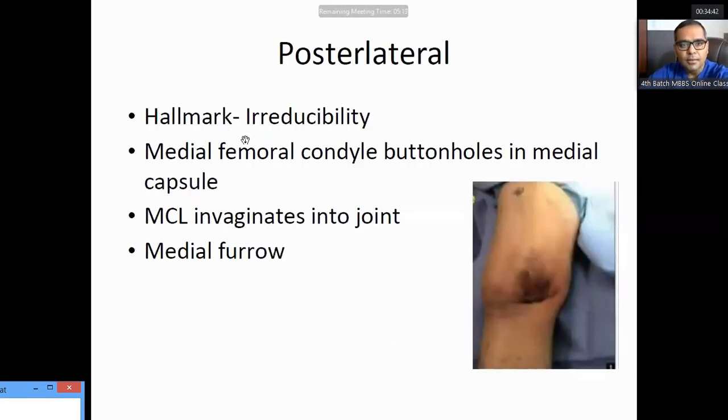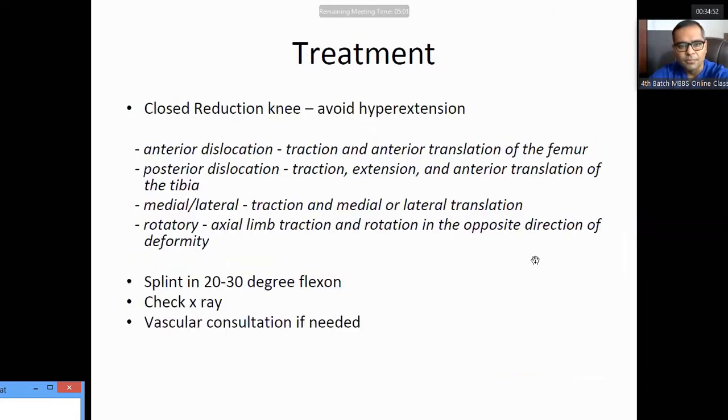Hallmark of the posterolateral is irreducibility. Medial femoral condyle buttonholes in the medial capsule, medial collateral ligament invaginates into the joint. There is a medial furrow. Then this type may need open reduction. Treatment: closed reduction. We have to avoid hyperextension. In anterior type, traction, and posterior translation of the femur. In posterior type, traction and extension, slow extension and anterior translation of the tibia.